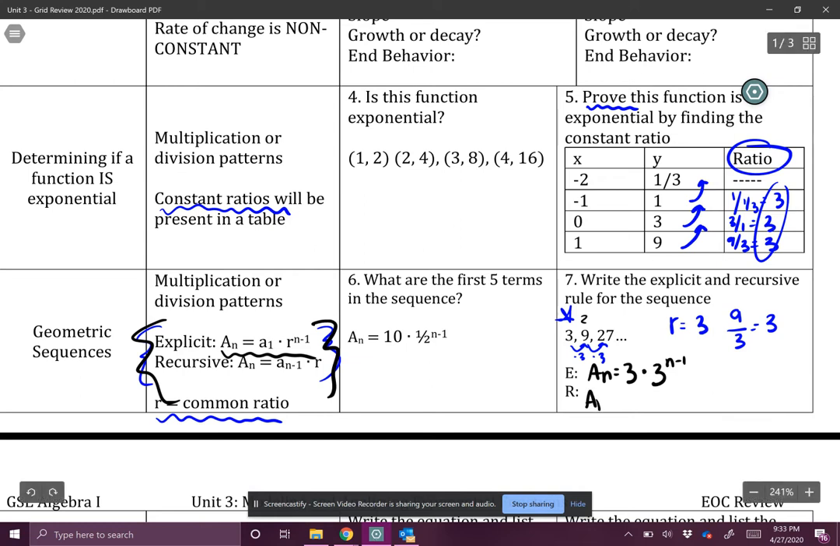Now, recursive formulas, we again start with a sub n. But this time we're going to put a sub n minus 1 in our equation because that represents the previous term, the term that came before. And we're multiplying it by our common ratio of r, which was 3. So if we wanted to find the second term, we would take the first term and multiply it by 3. If we wanted to find the 10th term, we would take the 9th term and multiply it by 3.